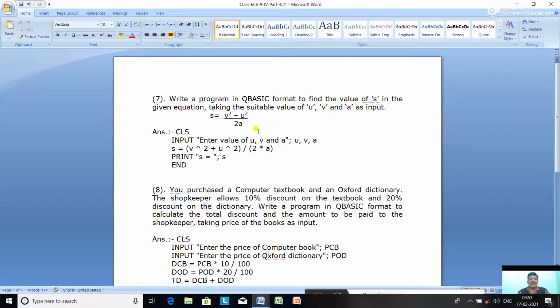What is the formula? The formula is S equals V square minus U square by 2A. Answer: CLS. Input enter value of U, V and A. U, V, A. S equals V squared, V raised to 2, minus U square, U raised to 2, by 2A, 2 asterisk A. Print S equals S and end of the program. Okay, now let us see the output.